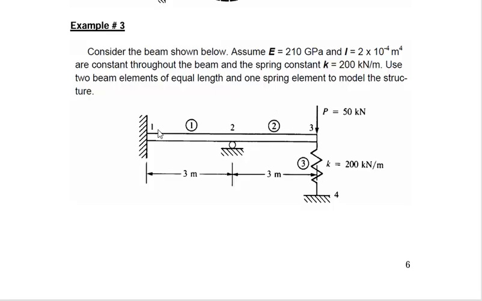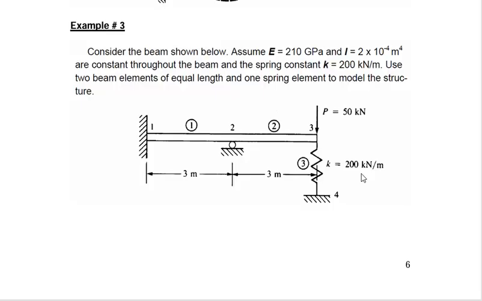What are the nodes? Nodes are 1, 2, 3, and 4. Four nodes are there. Three elements are there. Node number 3 is loaded. Load P equal to 50 kilonewton is acting in the downward direction. And these two spans are the member lengths. For element number 1, this is 3, and for element number 2 is also 3. The spring constant is given as 200 kilonewton per meter. So let's see how this problem can be solved.